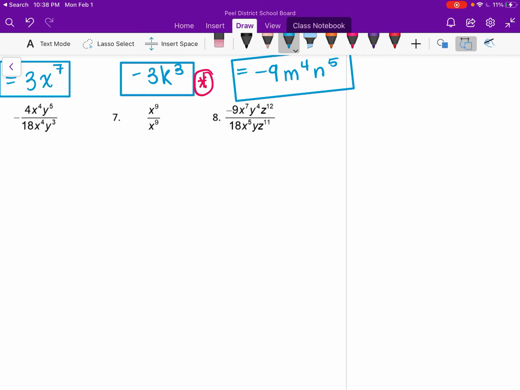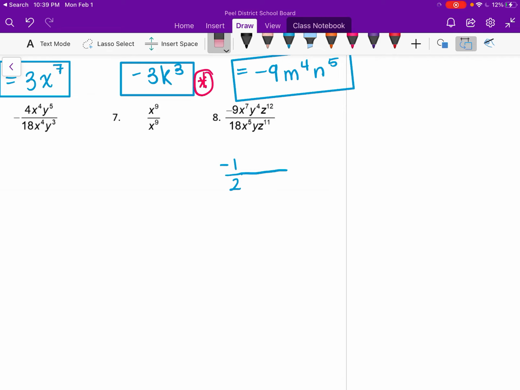So here we have 9x to the power of 7, y to the power of 4, z to the power of 12. And then you have 18, x to the power of 5, y, and z to the power of 11. So first things first, let's reduce just the coefficients, just the numbers. So I have negative 9 over 18, which is the same thing as saying negative 1 over 2, right? And we're just going to extend that line out. So I dealt with my coefficients.